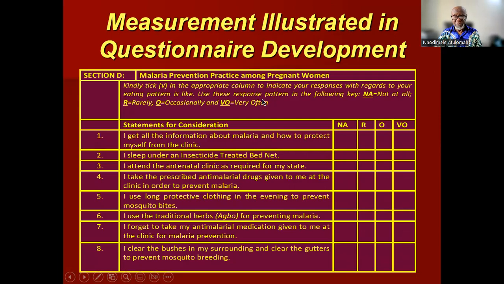Malaria prevention practice. These are behavioral. So we're going to see the behavioral aspect, because in behavioral, you are identifying the frequency of performance of such actions. So behavior is action, not just knowledge. So we have here not at all as the key. So you're not performing it at all. Of course, not at all means the lowest. Rarely, then you have occasionally, then you have very often. This is more like the practice is consistent.